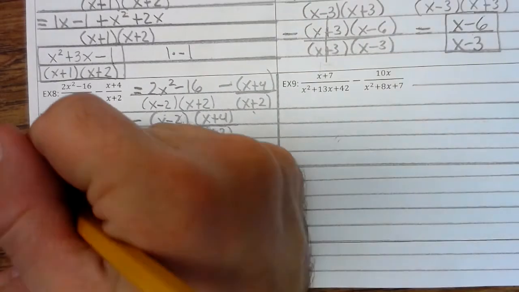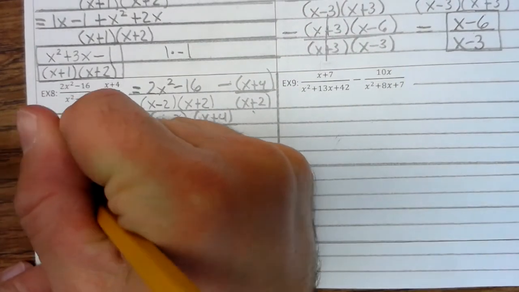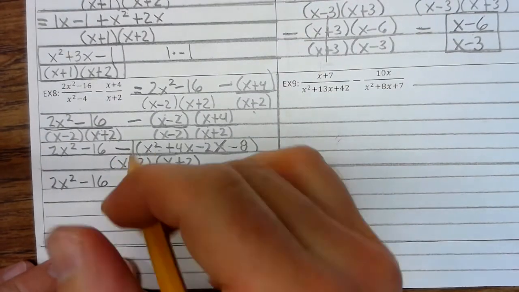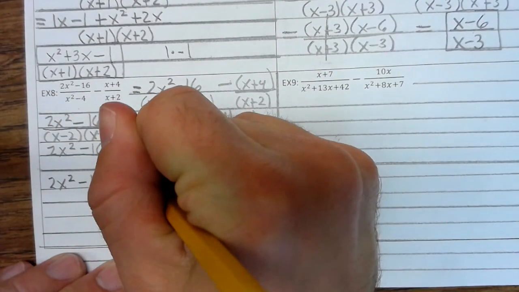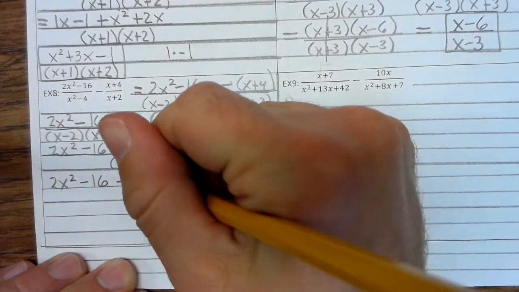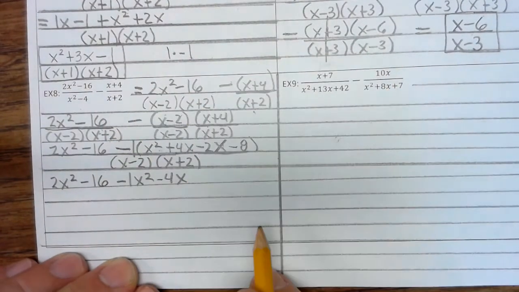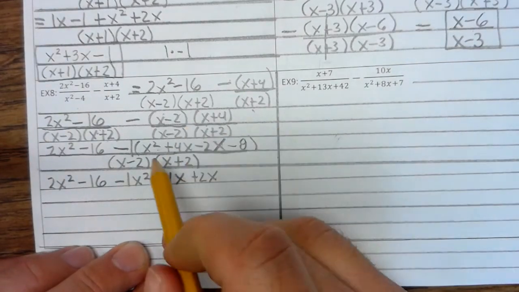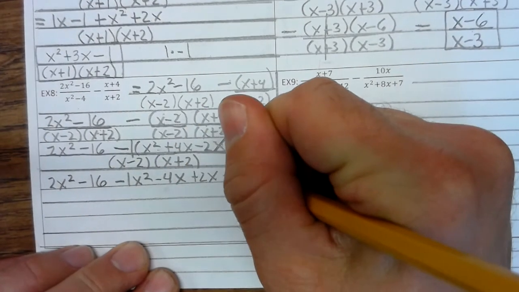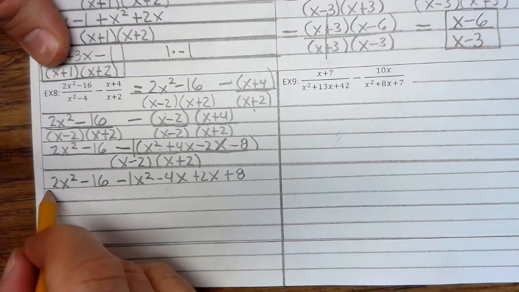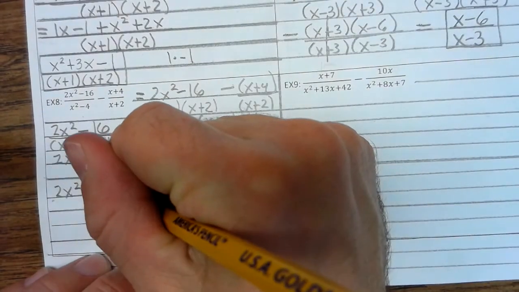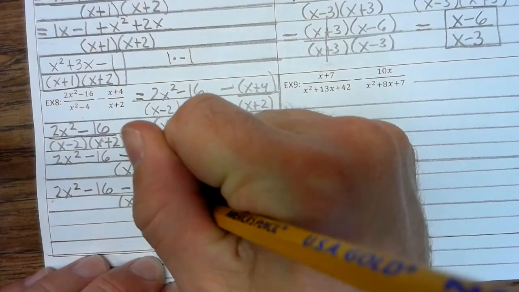Okay, so then that's 2x squared. We're still simplifying the numerator to 2x squared minus 16. We distribute this negative 1. So negative 1 times x squared is negative 1x squared. Negative 1 times 4x is a negative 4x. Negative 1 times a negative 2x is a positive 2x. And then negative 1 times negative 8 is a positive 8. And that's divided by (x - 2)(x + 2).